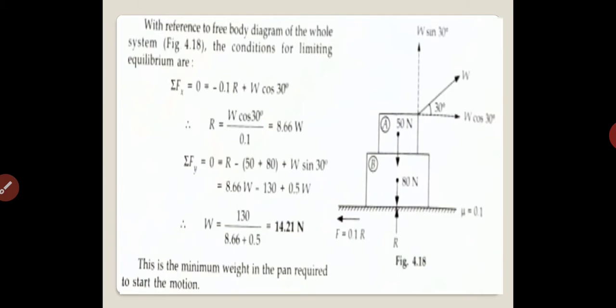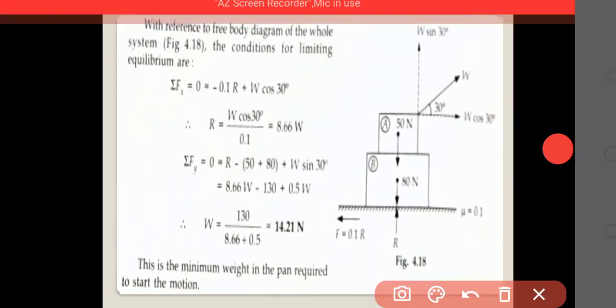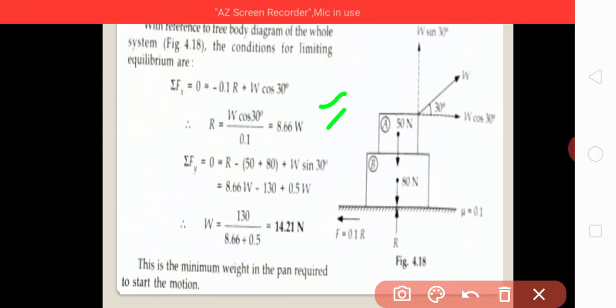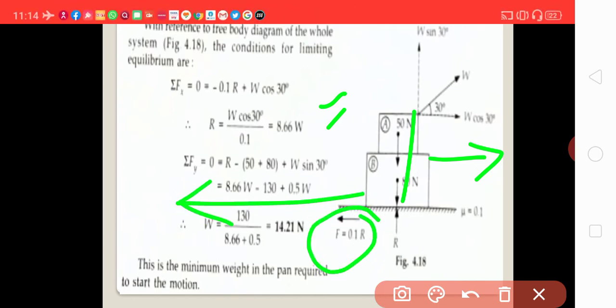equal to 0, means 0.1 R minus that plus W cos 30, which gives R equal to 8.66. Now, summation Fy equal to 0 means R minus 50 plus 80, that is 130 plus W sin 30, which gives you W equal to 14.28 Newton. That 14.28 Newton weight is needed to move this block in total towards right, hence the frictional force will be acting here, which is equal to this much.